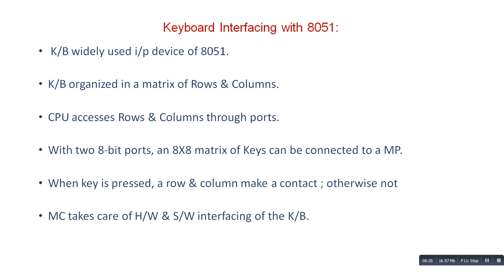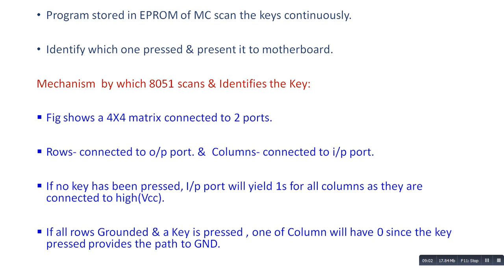When a key is pressed, the row and column make contact, otherwise not. That is the indication that when a row and column get contacted, a key is pressed. One program always scans this keyboard, observes which key is pressed, and accordingly sends that key data to the microprocessor or microcontroller for further processing. The microcontroller takes care of the hardware and software interfacing of the keyboard. The program that always scans for key presses is stored in the EPROM of the microcontroller, and it continuously scans the keys, identifies which key is pressed, and presents it.